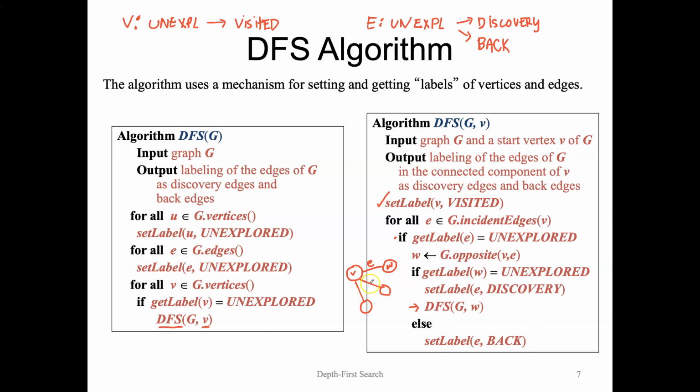So we only get to processing these other edges of V after we've finished all recursive calls that we ended up making on W. If W led to some other vertices, we would follow that chain as long as we could until we had nowhere else to go, and then we would come back and process the other incident edges of V according to our for loop. Okay, so let's see this in action.